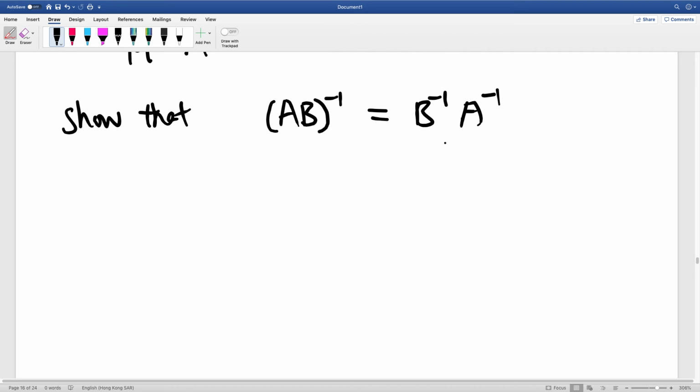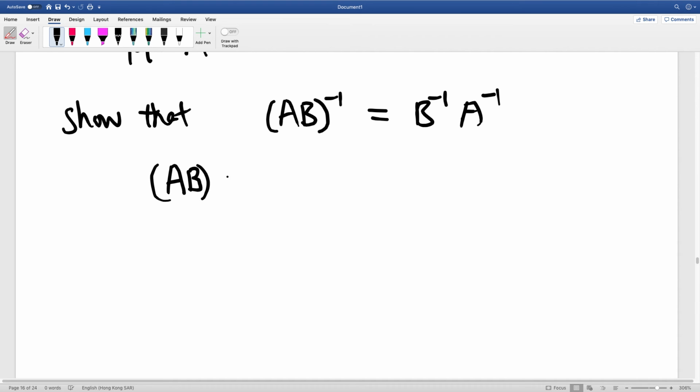Example 12. Whoa, what the hell is this? And when they ask you to show it, how? Well, don't you just calculate the inverse? Just calculate the inverse of A and B, and just multiply them together.